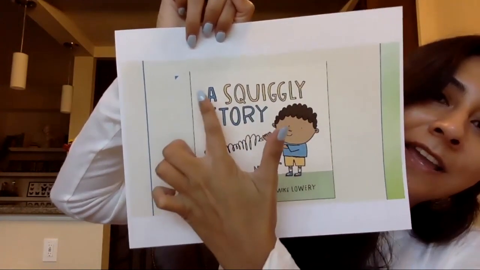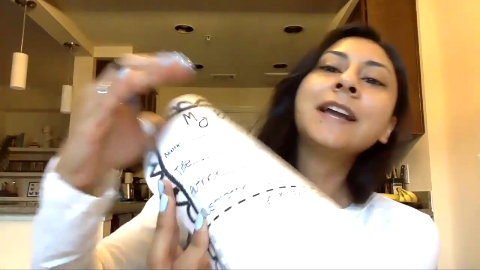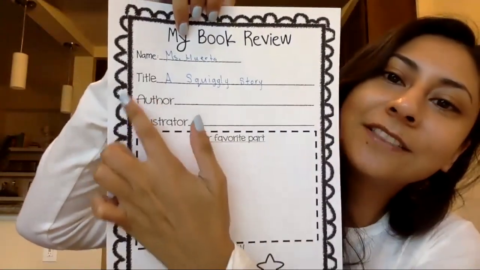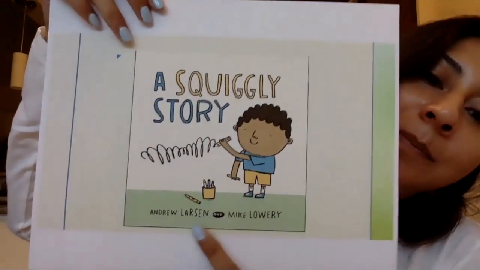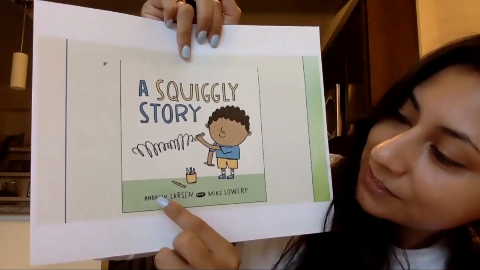So this is the title, A Squiggly Story. And so I'm going to go ahead and write that on the second line where it says title. So I'm going to write A Squiggly Story. Okay, so next, my book review wants to know who the author of the book was. So I'm going to go back to my book cover. I'm going to go to the bottom, so it has two names. So the author, the person that wrote the book, always comes first. So it's Andrew Larson. So I'm going to write Andrew Larson next to the author. He was the writer of the story.